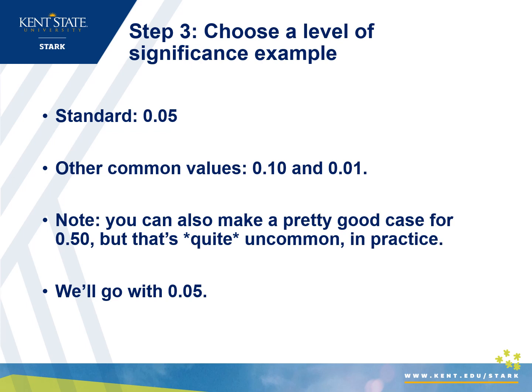In the third step, we select our level of significance. Before I get too deep into the meaning of this, just some values to give context. The standard value is 0.05 or 5%, though sometimes 0.1 and 0.01 are used. Personally, I think you can make a good case for 0.5, but this is quite uncommon in practice. So as we move forward, just keep in mind that the level of significance will typically be about 0.05 or 5%, though it may be in the 1% to 10% range.